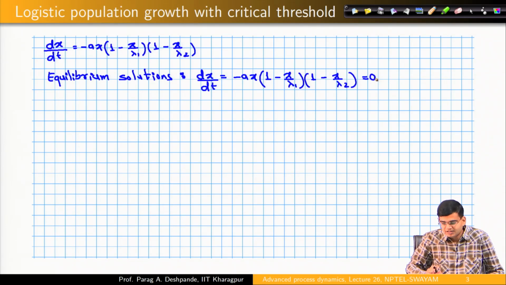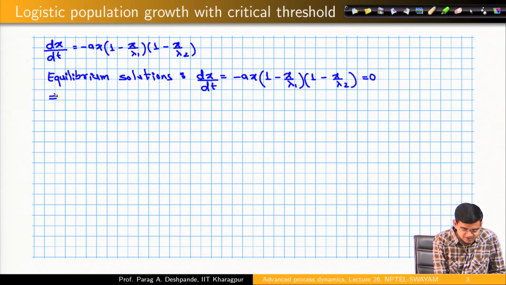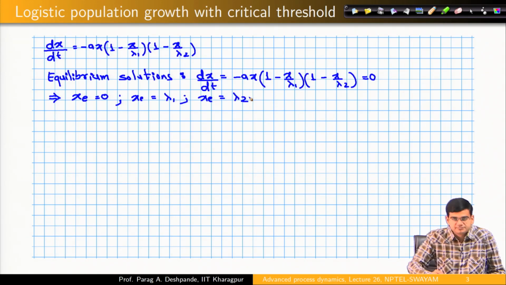Now, since this is a cubic equation, I in fact have 3 equilibrium solutions: x equilibrium is equal to 0, x equilibrium is equal to λ1, and x equilibrium is equal to λ2.